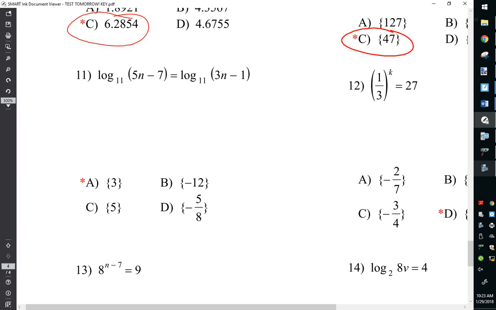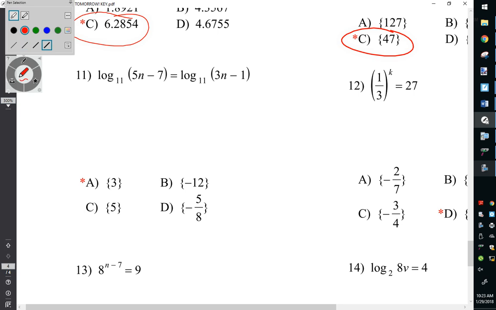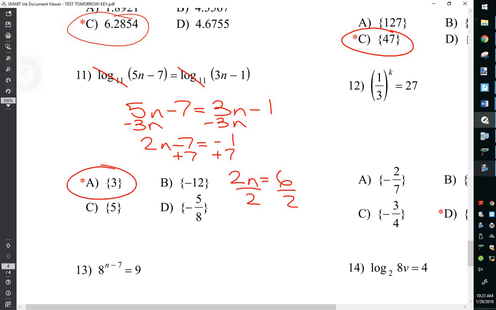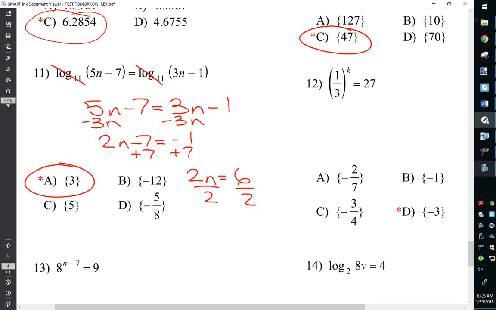Number 11, the easiest problem on the test. You got log 11 on both sides. So 5n minus 7 equals 3n minus 1. Minus 3n. 2n minus 7 equals negative 1. Add 7. Add 7. 2n is 6. Divide by 2. n is 3.